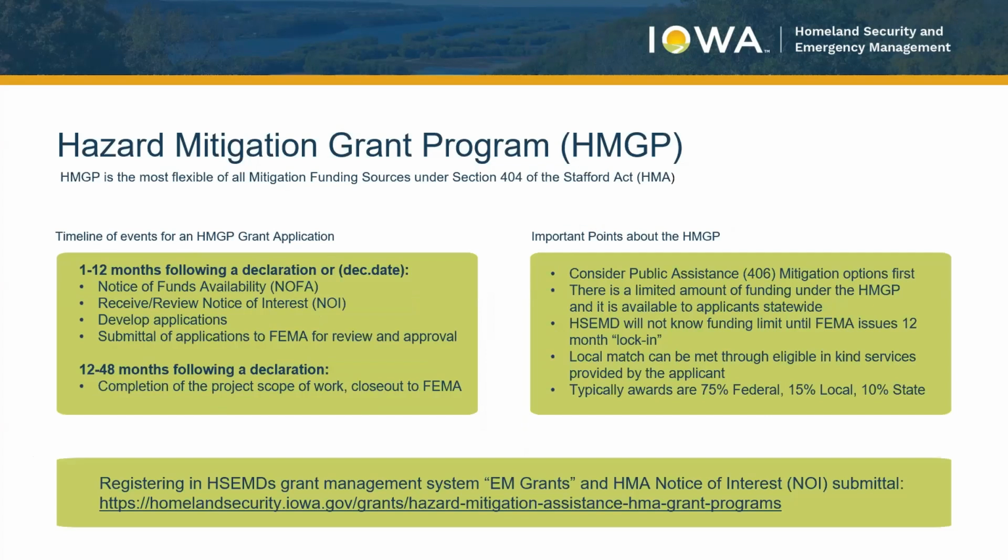As for the timeline of events for an HMGP application, generally it's 1 to 12 months following the declaration. There's a notice of funding availability posted. You submit a notice of interest, develop the application, and then submit the application to FEMA for review and approval. And obviously our Bureau mitigation staff would help all along the way with that process.